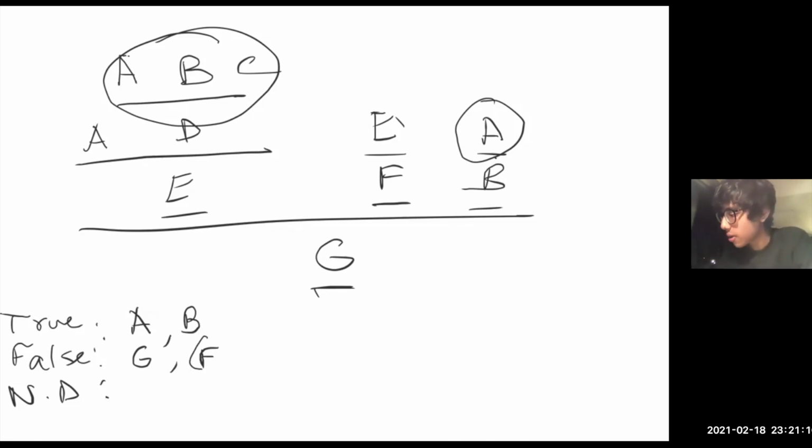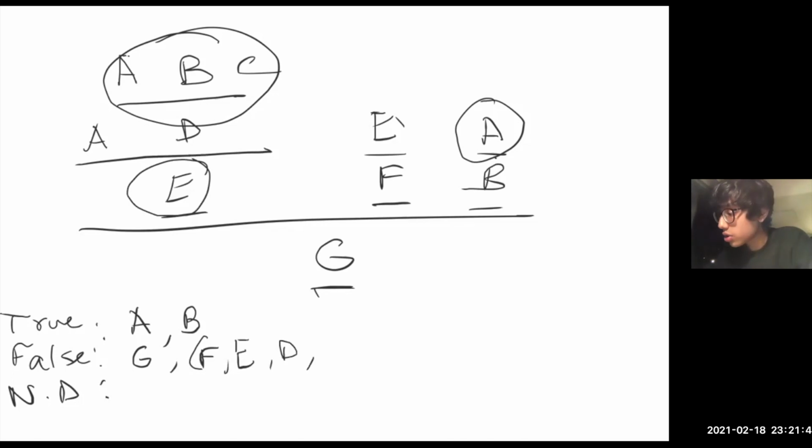If F is false, then E has to be false because if the conclusion is false, then one of the premises has to be false. And here, the only premise is E. So it has to be false as well. So we know that E is false. So over here, either A or D has to be false. But we know that A is not false, so it has to be D.